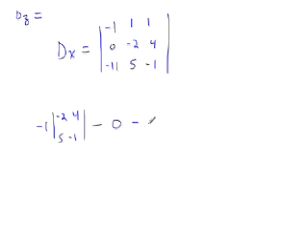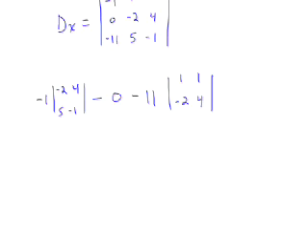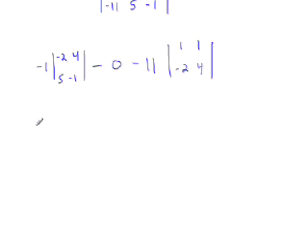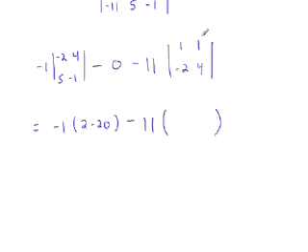Plus negative 11, or minus 11 times its corresponding 2 by 2 determinant, 1, 1, negative 2, 4. Now we'll evaluate this expression, giving us negative 1 times its 2 by 2, which is a positive 2 minus 20, minus 0, which we don't need to write anymore, minus 11 times its 2 by 2, 4 minus negative 2.